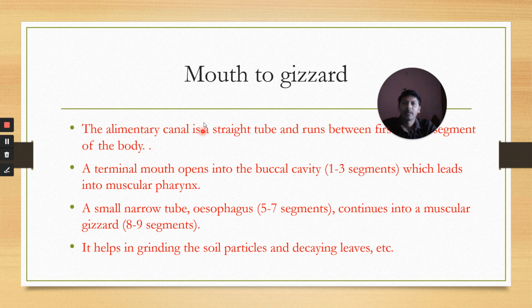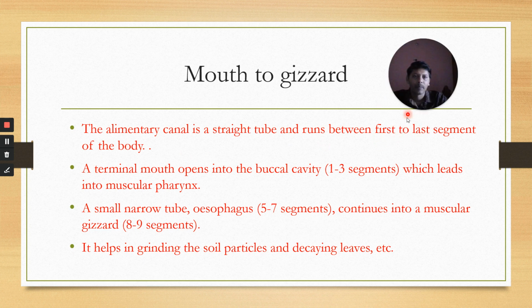Okay, now let us talk about various parts of the alimentary canal of earthworm. The alimentary canal is straight. You learned the alimentary canal of frog, of cockroach, and of human beings. They are all coiled, but here the alimentary canal is straight. Very important point. Next, it extends from the first segment of the body to the last segment of the body.